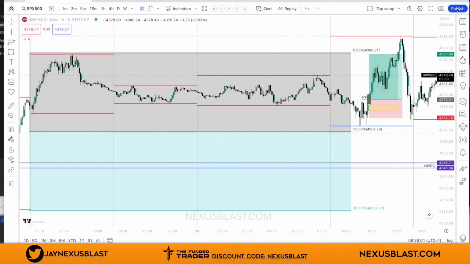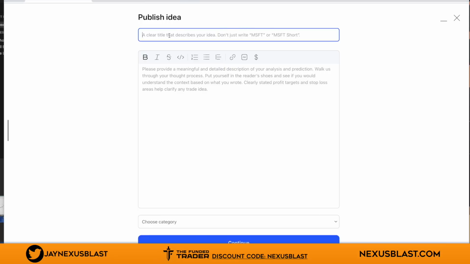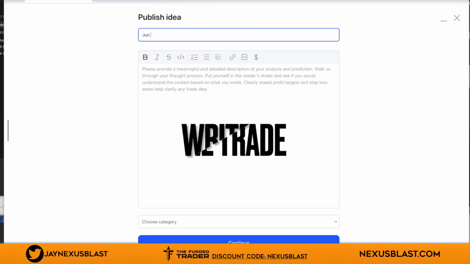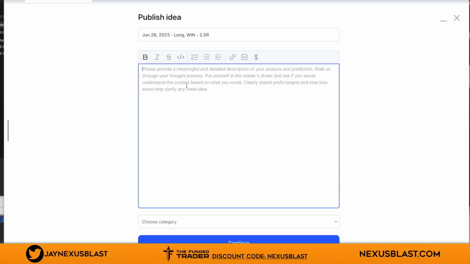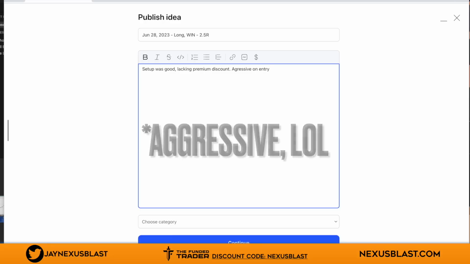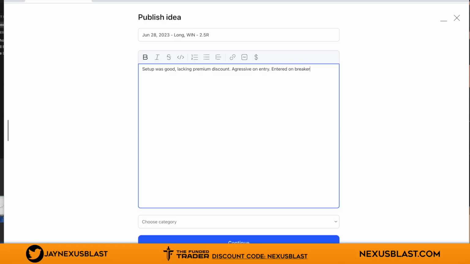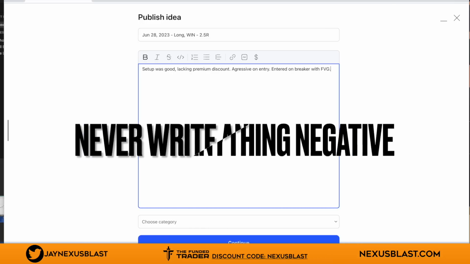Once all of your markings have been done, you go to publish idea, and then you would want to write today's date or the date of the trade, June 28, 2023. You took a long, win, and then 2R, for example, or 2.5R. And then it asks you to provide a meaningful and detailed description, so they actually tell you what you could possibly write in here. But: setup was good, lacking premium discount, aggressive on entry, entered on breaker with FVG. And then try to keep this very positive because you're feeding your subconscious with this information.